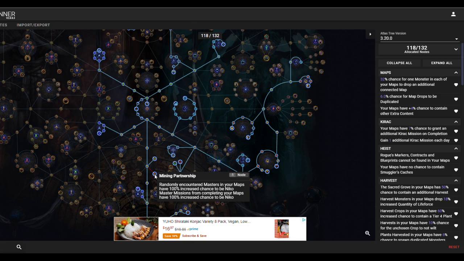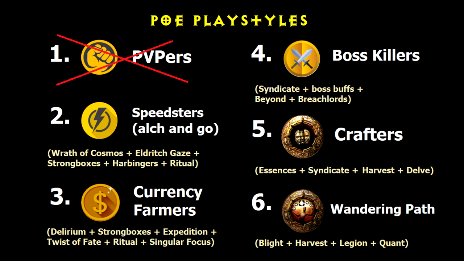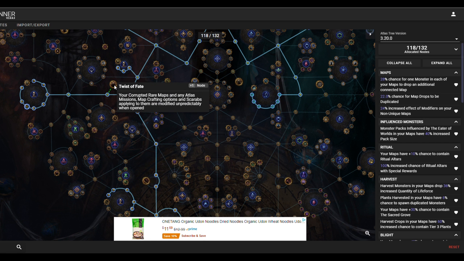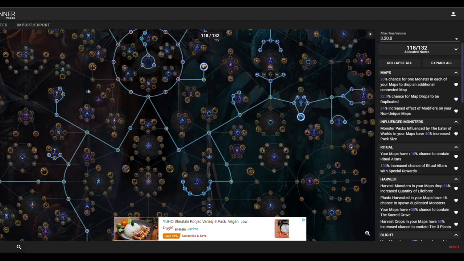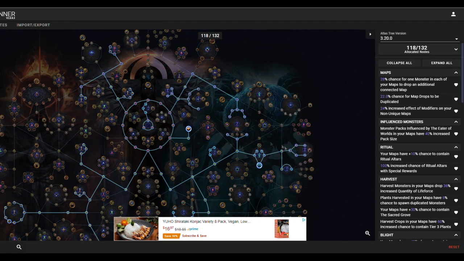The final category of endgame atlas tree by playstyle I developed utilizes the Wandering Path node on the tree. This node eliminates the effects of major nodes but doubles the effects of the minor nodes. This tree I set up does not have the unpredictability of Twist of Fate. This strat went to optimize Blights and Legion for massive buffs to their drops. We also hit up Quant nodes to up drops across the board.